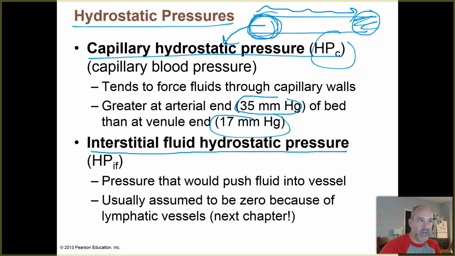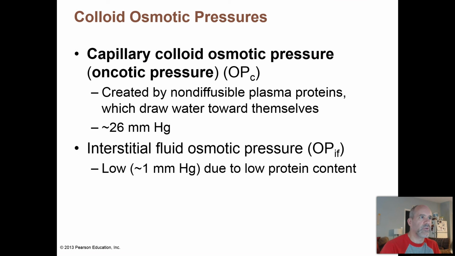Your tissue fluids, on the other hand, involves pressure that would push fluid back into a blood vessel. And that generally doesn't play a very significant role in fluid movement. And that's because we do have a system called the lymphatic system, which is a system of vessels that are not blood vessels. They're lymphatic vessels, and also includes things like your lymph nodes. And we'll talk about that in the next chapter and how that helps control your tissue fluid levels.